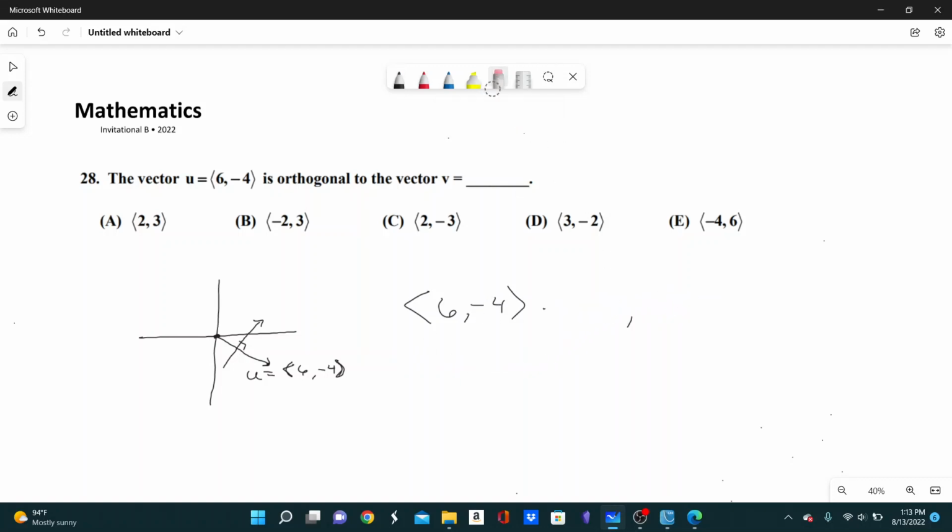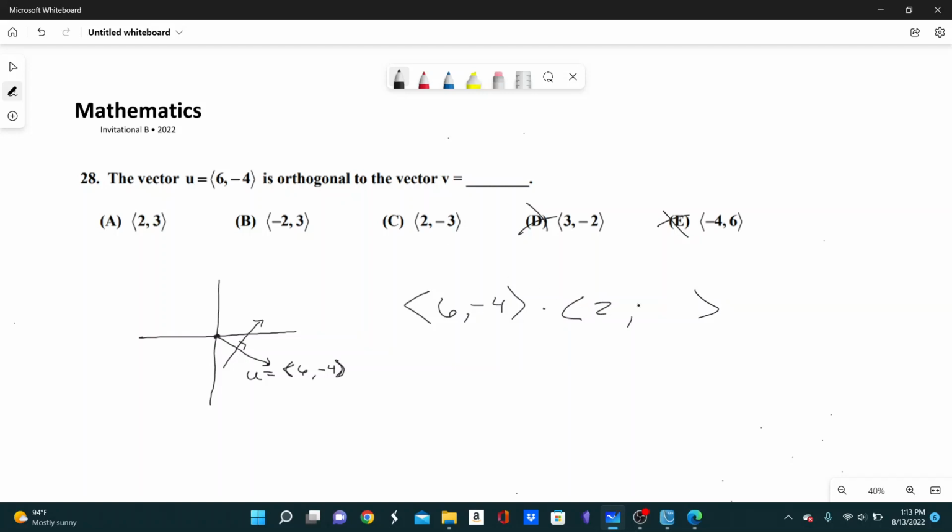So it's not E. What if I did 3, negative 2? Let's see. 6 times 3, that's 18. Negative 4 times negative 2, that's 8. And so, nope, that's not going to be 0. So we're striking out a little bit right here, but it's still a good strategy because this tends to be the way it works.